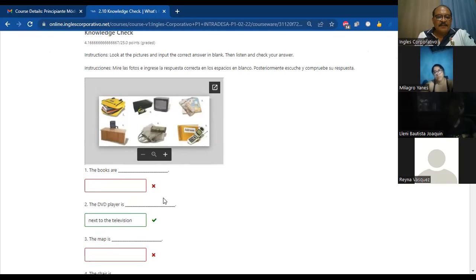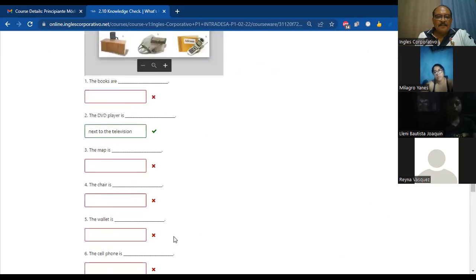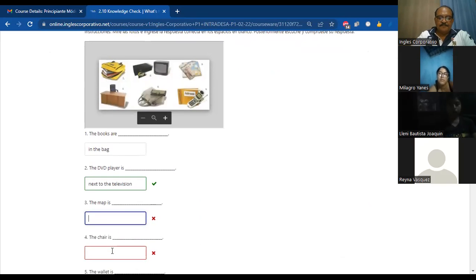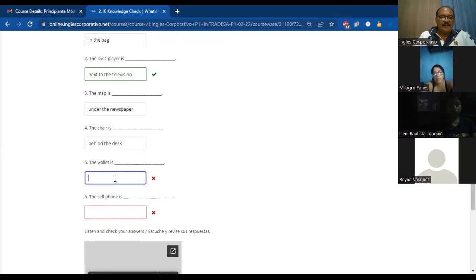Okay, here you're going to listen. So we said, for example, the books are in the back, right? The map is under the newspaper. You already told me the chair is behind the desk. Okay, esto les puede servir ya de repaso para los que ya lo hicieron, right? The wallet is on the purse. And the cell phone is in front of the address book.